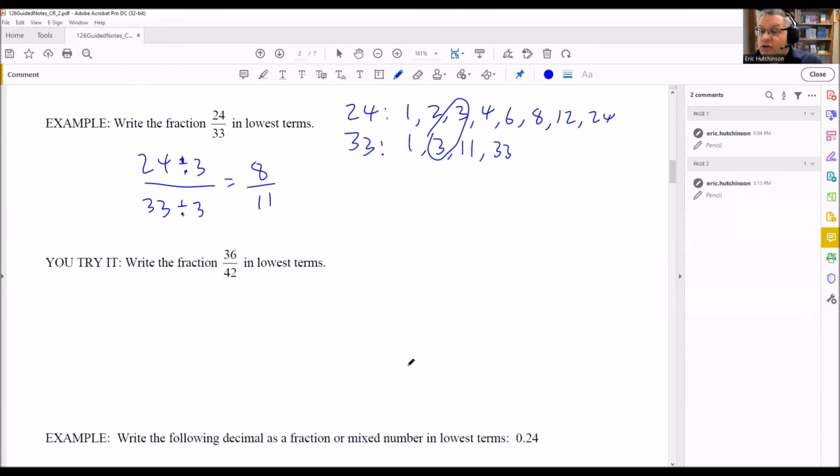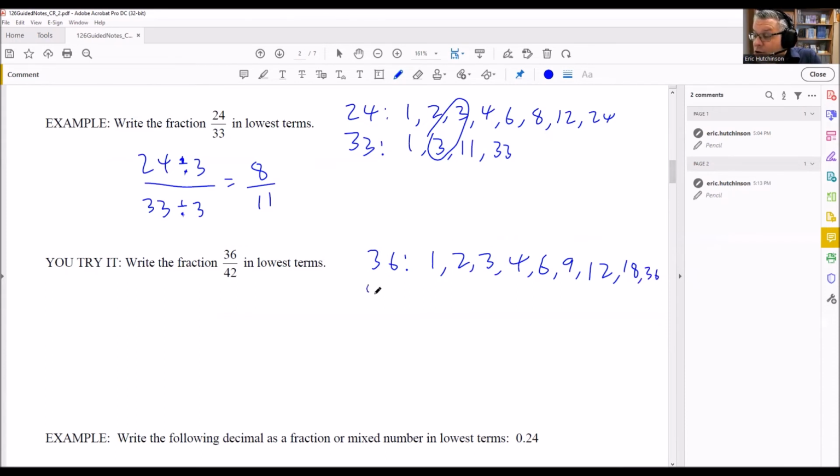Let's do one more. Let's do this "you try it" question. So 36, let's write out the factors of 36. 1 divides in there, a 2, 3 divides in there, 4 does, 5 doesn't, 6 does, 7 is no, 8 is no, a 9, 10 no, 11 no, we have 12, because we have 3 times 12, and then we have 18, because 2 times 18 is 36, and then we have 36. So those are all the different factors of that one.